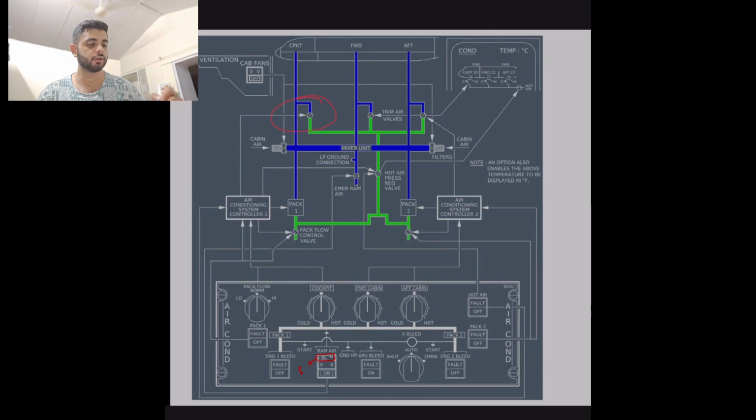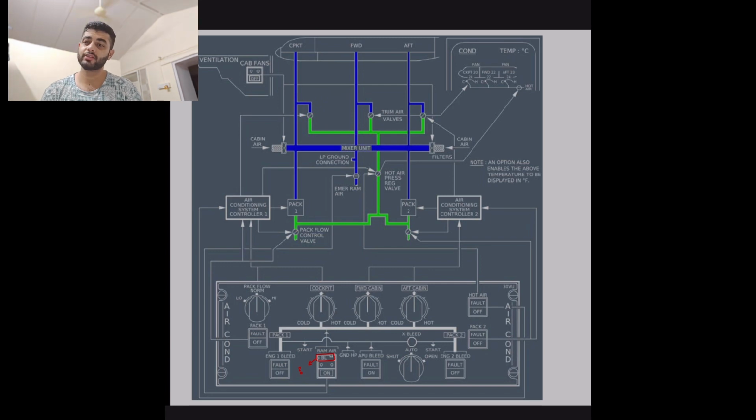ACSC1 controls the cockpit trim air valve and the hot air pressure regulating valve. ACSC2 controls just the two trim air valves. Now, duct overheats, two trim air valves fail. Now, trim air valve failure.